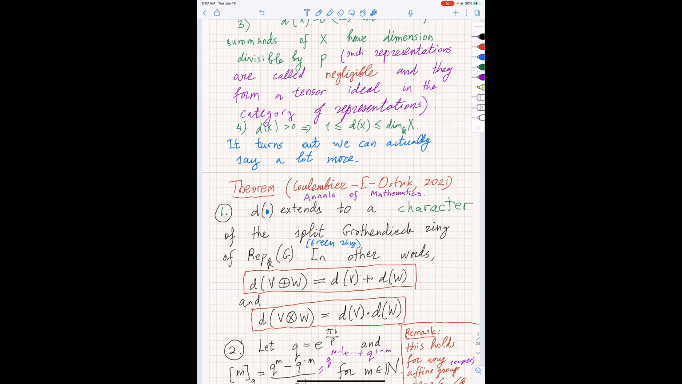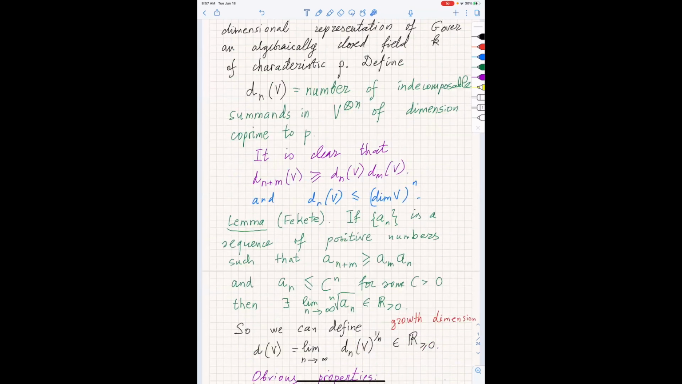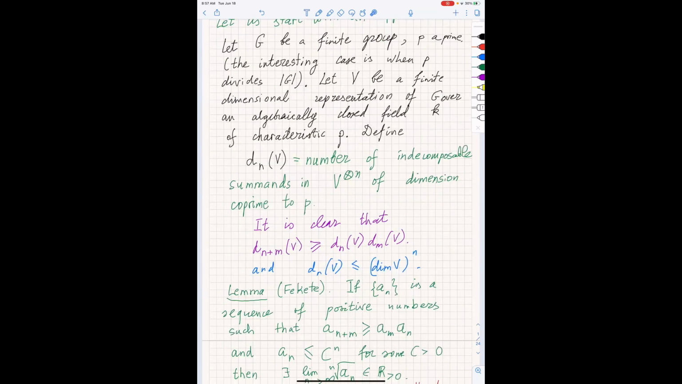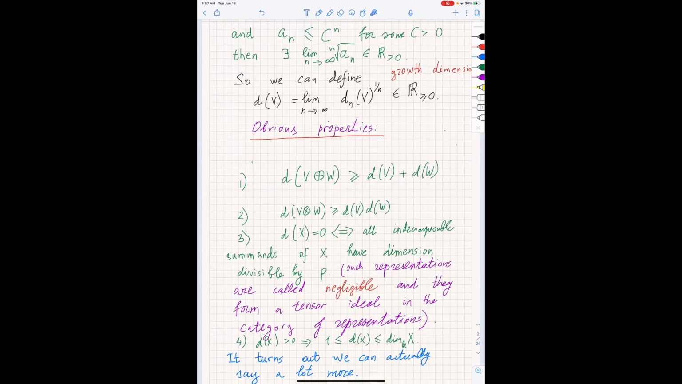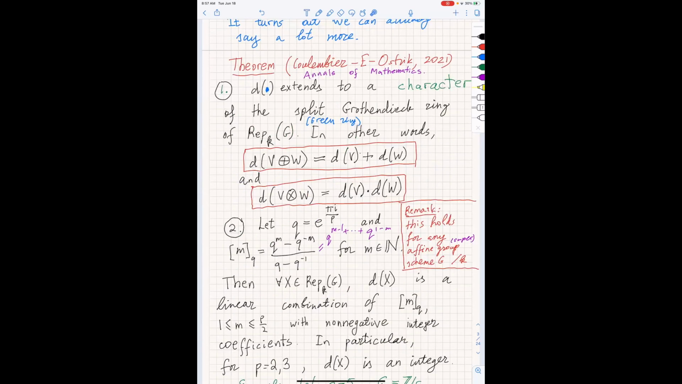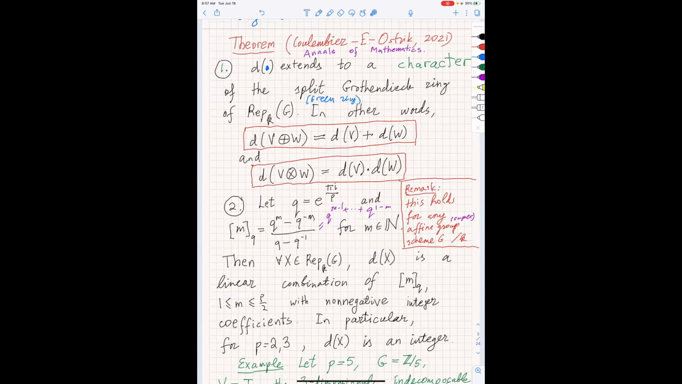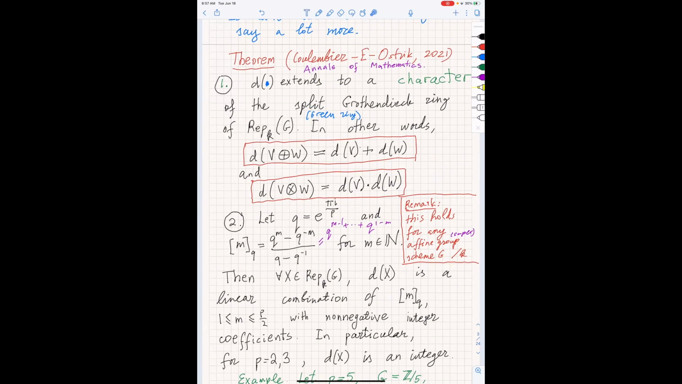So this means that the inequalities here actually turn out to be equalities. d of v plus w equals d of v plus d of w, and d of v tensor w equals d of v times d of w. And the second statement says what kind of numbers we get from such a homomorphism.